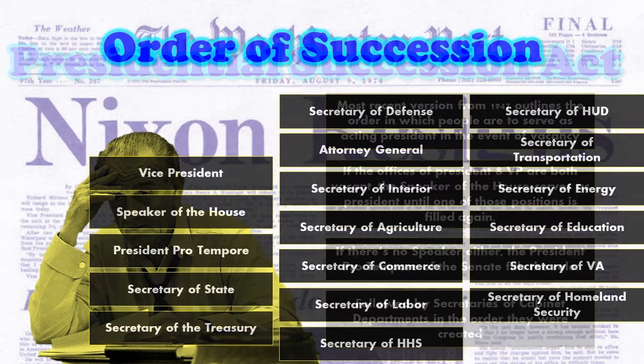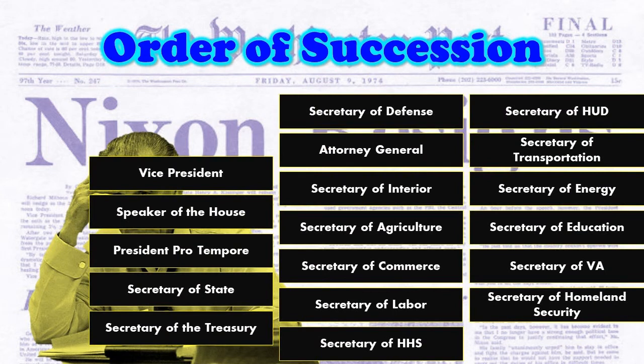So here's our current order of succession. If there's a vacancy in the presidency, obviously that goes to the vice president. If the president and the vice president are both vacant, the president is now the Speaker of the House of Representatives. If there is no president, no vice president, no Speaker of the House, then that job goes to the president pro tempore, the longest serving member of the majority party in the Senate, probably a very, very old person. And then if there's no president, vice president, Speaker of the House, or president pro tempore, then we're going to go through the cabinet departments in the order in which they were created.